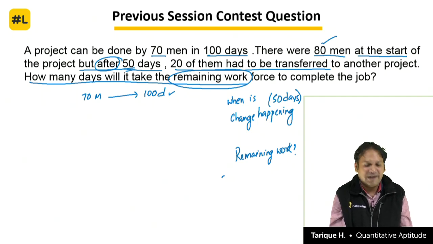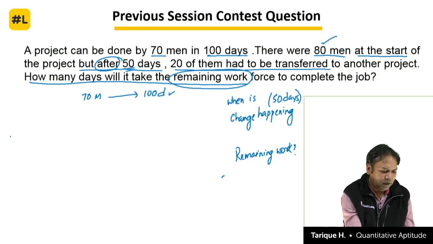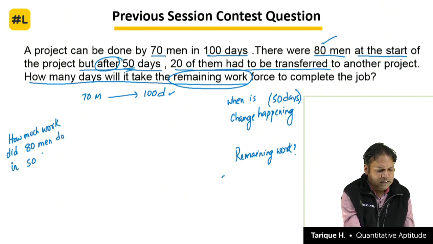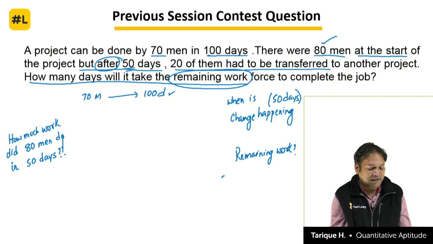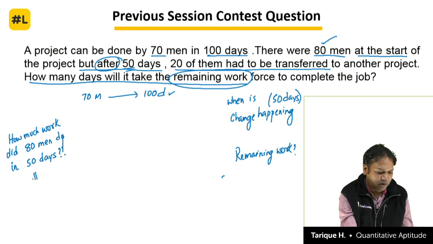20 men had to be transferred. So the question is, how much work did 80 men do in 50 days? Once we know this, please understand, once we know this, we can find out the remaining work. This will help us in finding out the remaining work.